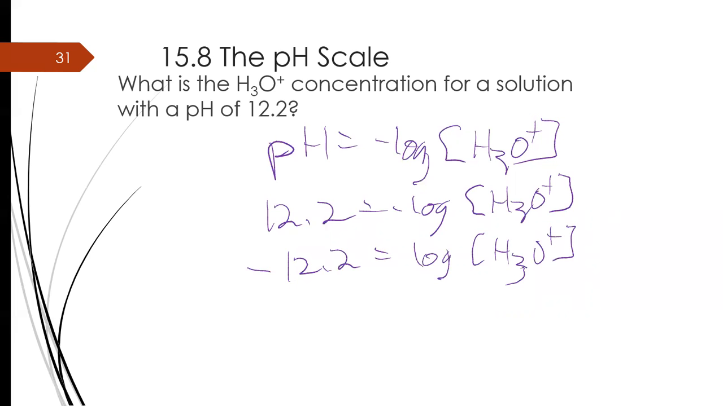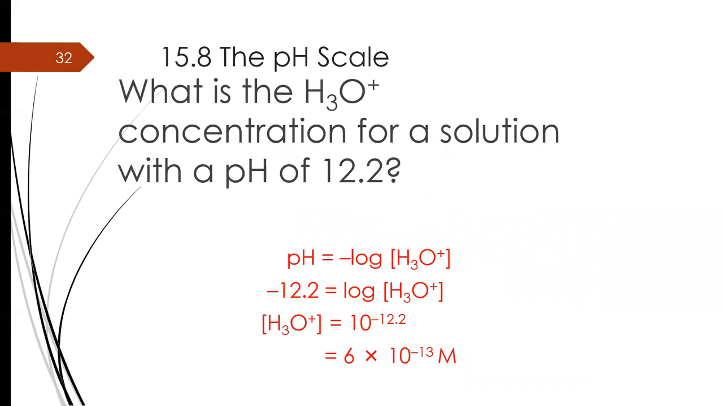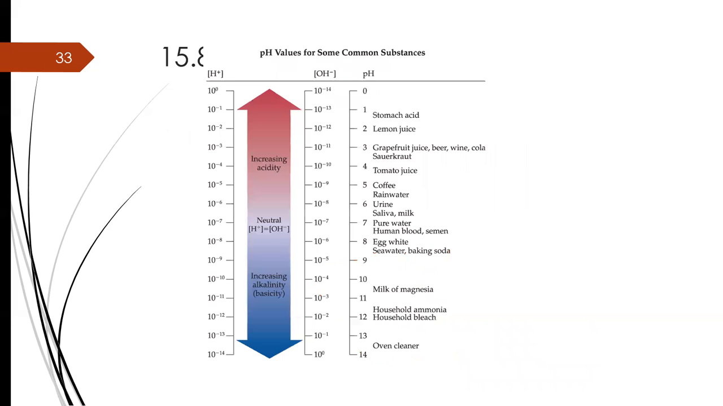And so this becomes 10 to the negative 12.2, which is equal to our hydronium. We can see that as being 6 times 10 to the minus 13. And so that's what our pH scale is kind of telling us. Some of those things: stomach acid has a really low pH, right? 1 or 2. Lemon juice is a little bit more than that. Coffee is a little bit acidic, so is most rainwater. Rainwater gets acidic as it comes through the atmosphere and runs into different gases.